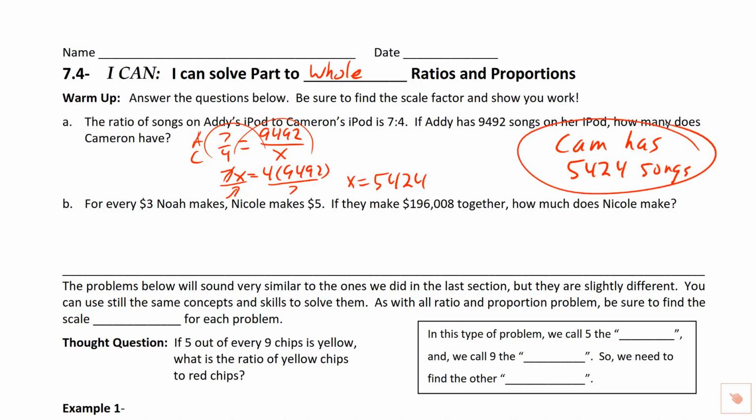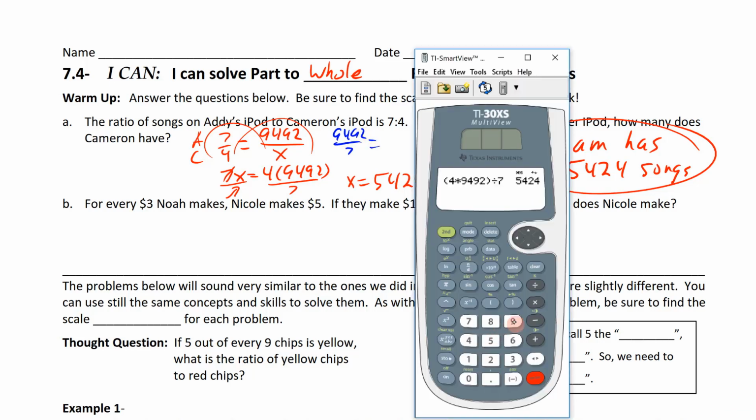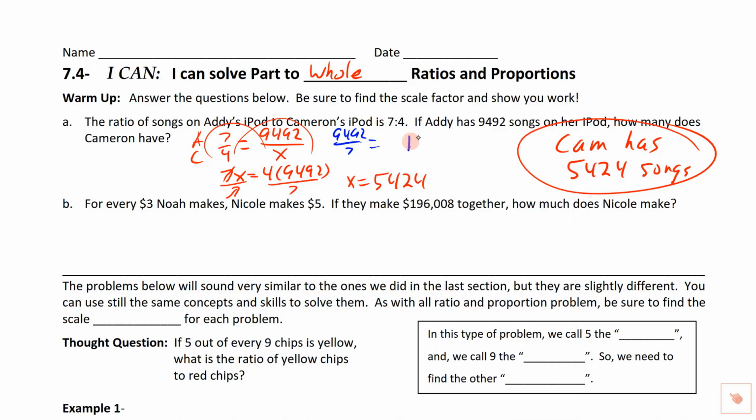That's the answer. Now, if we wanted to figure out what the scale factor is, you'll notice that we've been doing this quite a bit. We take the big number that corresponds with this small number right here, and we just do a little division problem. So let's do 9492 divided by 7, and we end up with 1356. So I'm going to write down 1356, and that right there, that's the scale factor.